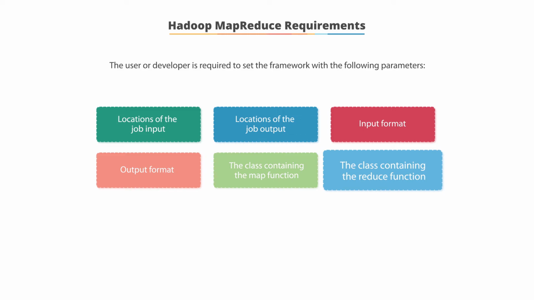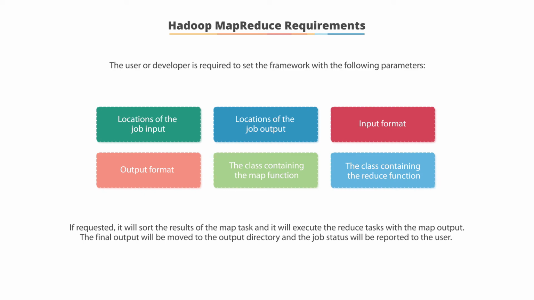If a job does not need a reduce function, there is no need to specify a reducer class in your code. The framework will partition the input, schedule, and execute map tasks across the cluster. If requested, it will sort the results of the map task, and it will execute the reduce tasks with the map output. The final output will be moved to the output directory, and the job status then reported to the user.